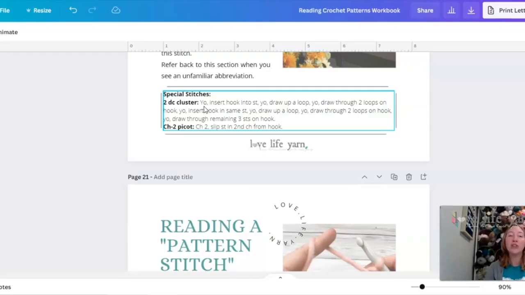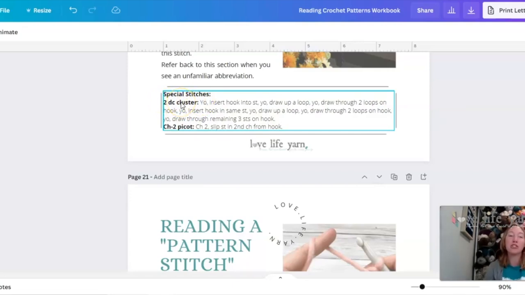So this one is yarn over, insert your hook into stitch, yarn over, draw up a loop, yarn over, draw through 2 loops on hook, yarn over, insert hook in same stitch, yarn over, draw up a loop, yarn over, draw through 2 loops on your hook, yarn over, and draw through the remaining 3 stitches on hook. And I did not abbreviate this, so I didn't have to put an abbreviation in it. This is what I put: work a 2 double crochet cluster.